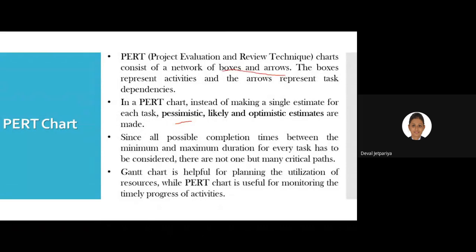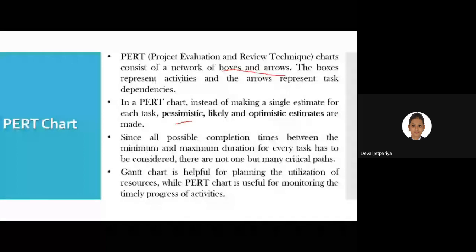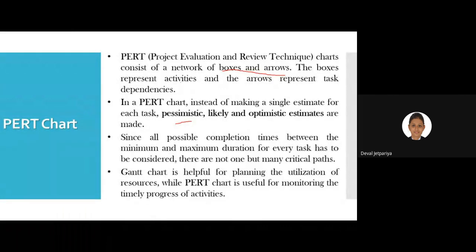The boxes represent activities and the arrows represent task dependency. Say for example, B is initiated from A. So that shows us the dependency of those activities, right?